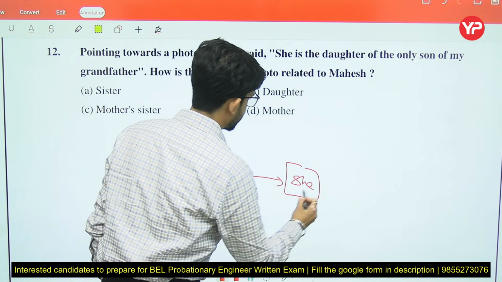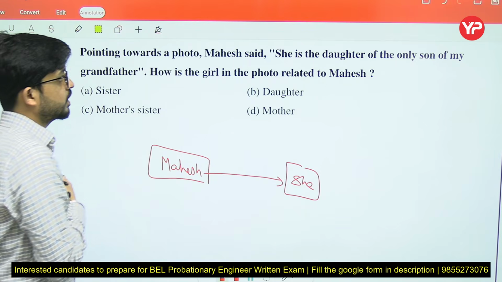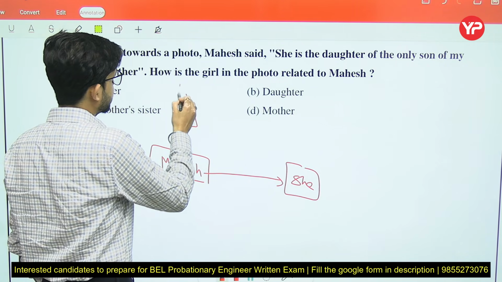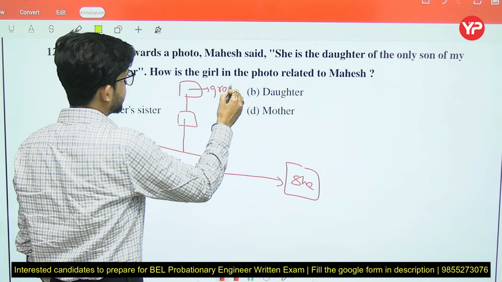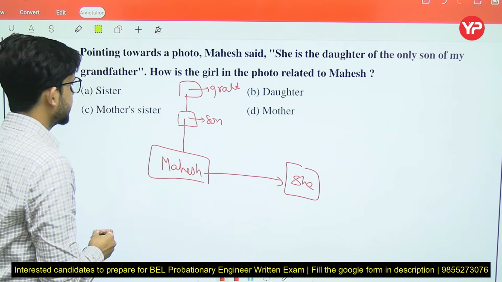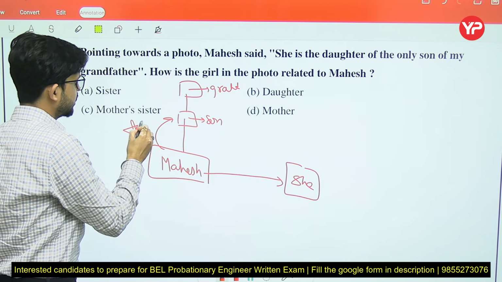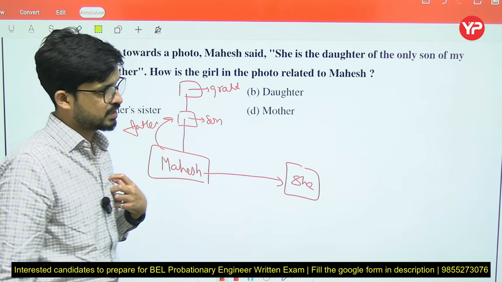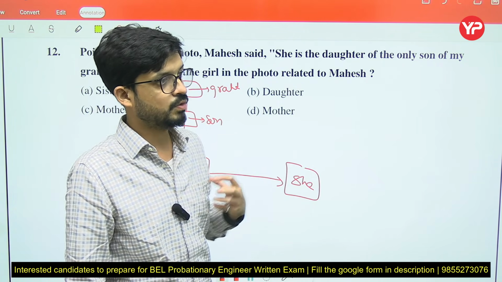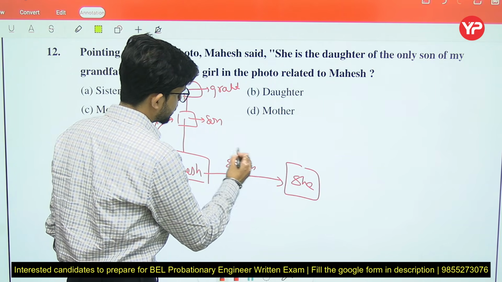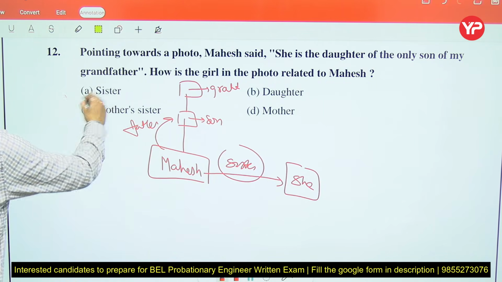Mahesh is pointing towards a photo of a girl. She is the daughter of the only son of my grandfather. Mahesh's father's father is the grandfather. The grandfather's son is his father, that is Mahesh's father. Now, she is the daughter of the only son of my grandfather, so these two are brother and sister. So she will be his sister.